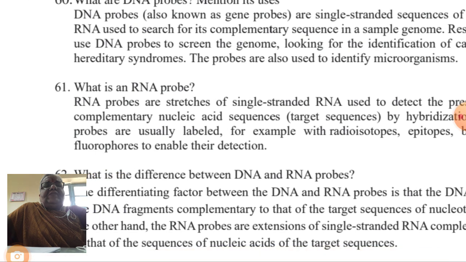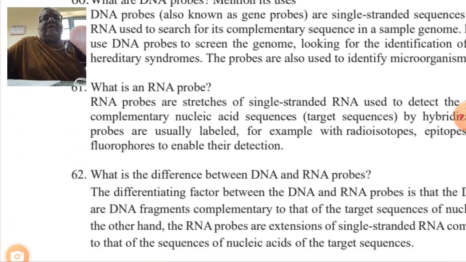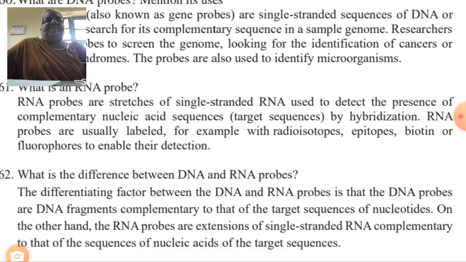And sometimes the question can be like this: what are the differences between DNA probes and RNA probes? These are all short answer questions, again asked for 2 marks only. The differentiating factor between the DNA and RNA probes is that DNA probes are DNA fragments complementary to the target sequences of nucleotides. On the contrary, the RNA probes are extensions of single-stranded RNA complementary to the sequences of nucleic acids of the target sequence.